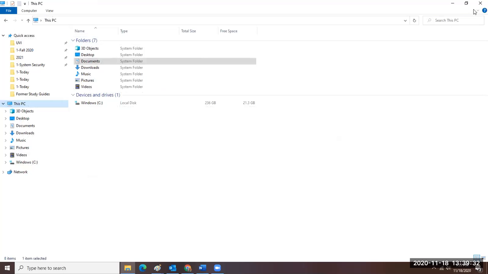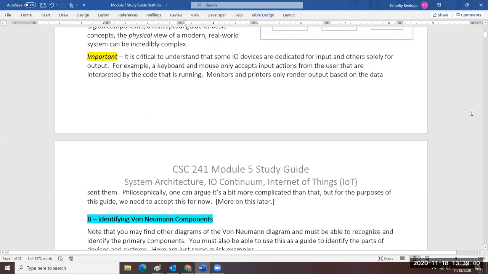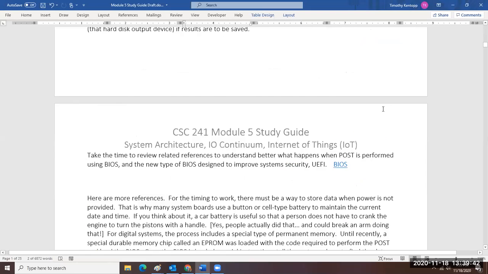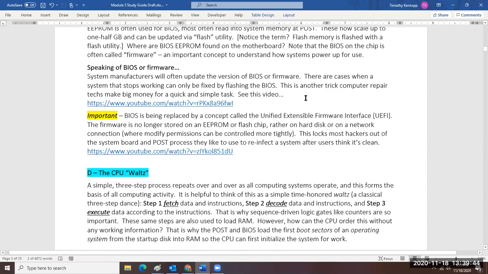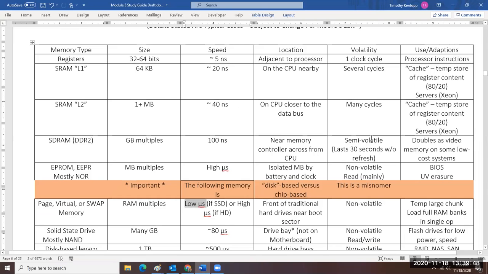That's a specialty topic that we spend a great deal more time investigating in the operating systems course. But the thing I want to impress on you is that something called virtual memory or page file memory is further away from the CPU.